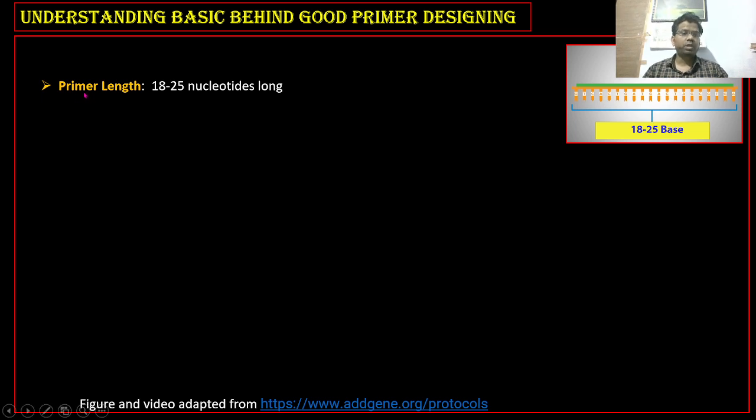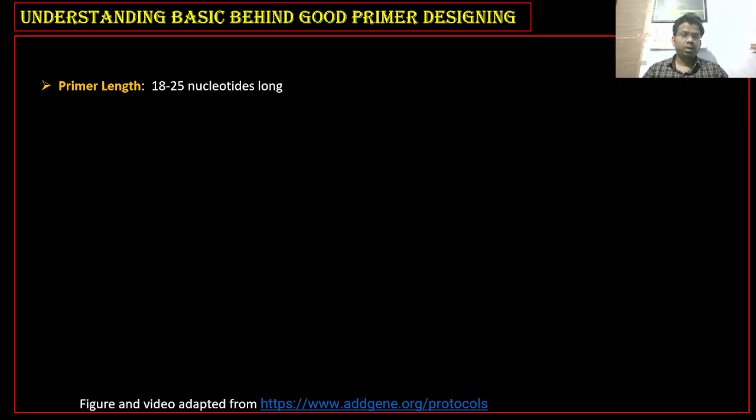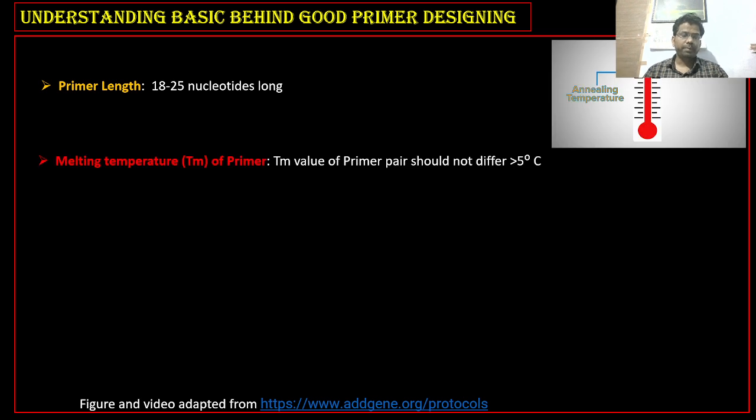First is choosing the primer length. What should the primer length be? It should be between 18 to 25 nucleotides. Suppose we choose a primer of very few bases, say 5 or 4 bases. In that situation, we will not get a single band, we will get multiple bands of undesired product. So we have to choose an optimum nucleotide length.